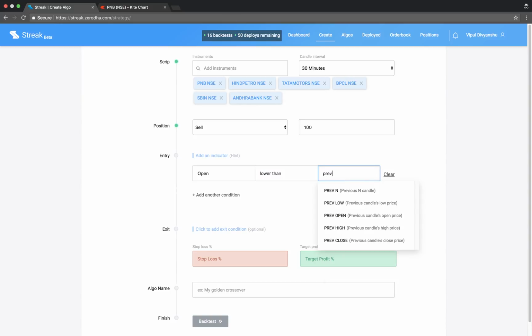Let's enter a stop loss and target profit percentage. Give the algo a name and run backtest.